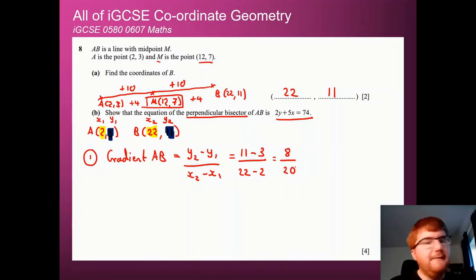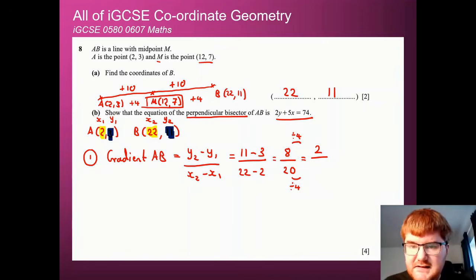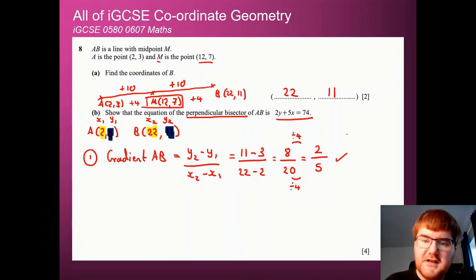And you should always simplify your fractions when you get the chance. Notice 4 goes into both here, so we're practicing other skills from the course. So we're going to divide top and bottom by 4 to get a simplified fraction. 8 divided by 4 is equal to 2. 20 divided by 4, how many 4s in 20? That's going to give you 5. So the first step is to work out the gradient.